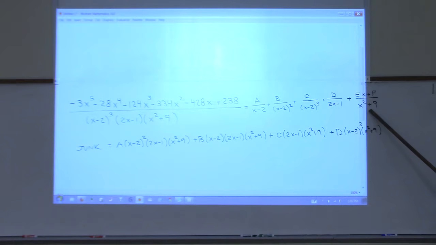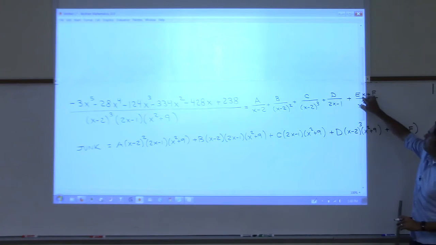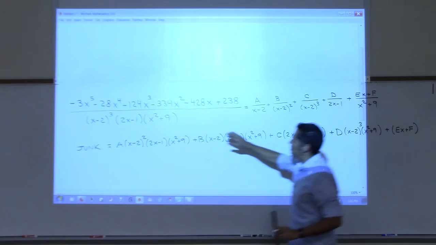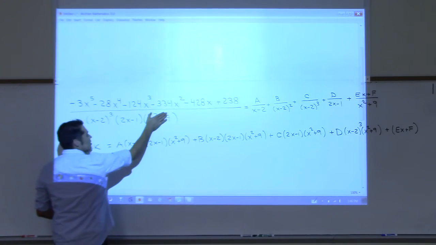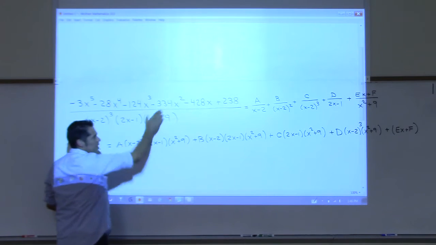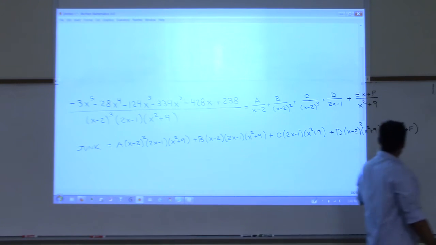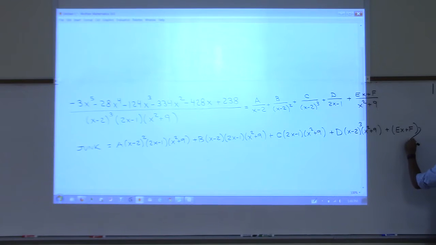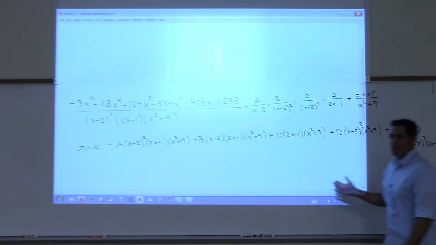And then on this last one, you have to be real careful here. On the last one, we still have the Ex plus F, two terms, so I put them in parentheses. And those two terms get multiplied by everything except this, right? So x minus 2 cubed, and then 2x minus 1. So this times x minus 2 cubed, 2x minus 1. Understand? And then you would have to actually multiply all this out.